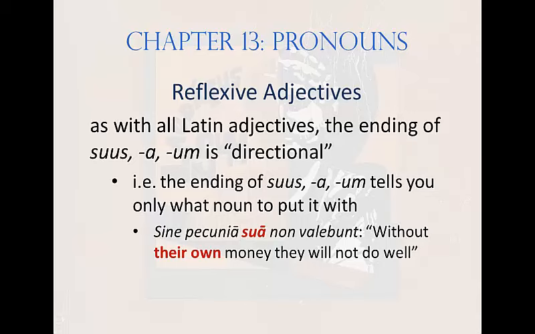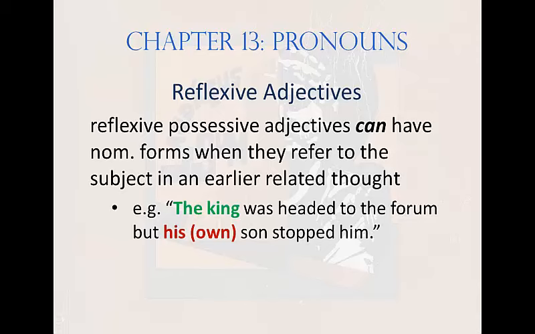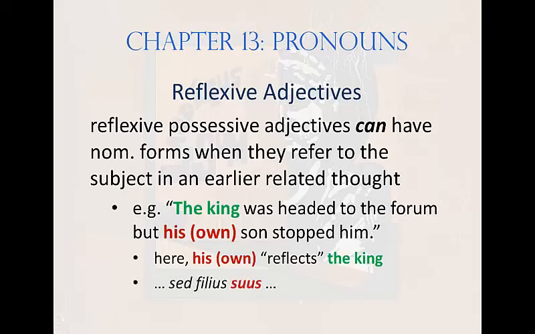But reflexive possessive adjectives are different from their pronoun counterparts in one surprising respect. They have nominative forms, and that's because they can refer to the subject of a previous thought. For instance, the king was headed to the forum, but his son, meaning his own son, stopped him. Here, his own refers to the king, thus it reflects the subject, but the subject of the first sentence, the king. In the second sentence, his own modifies son, which would be filius, nominative singular masculine in Latin. Thus the form of the reflexive possessive adjective in the second sentence must be suus, filius suus, nominative.